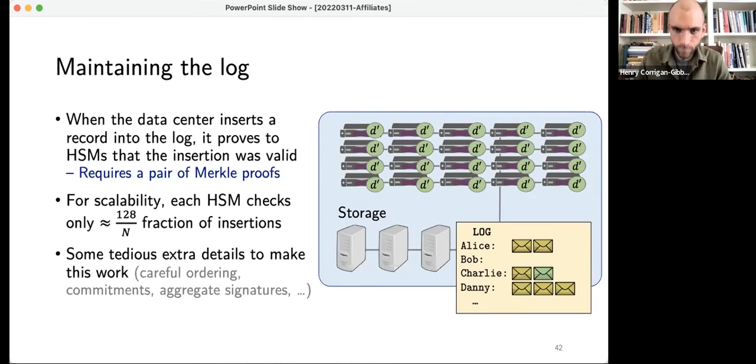The way we have the logs check these proofs requires each HSM to only check a fraction of the log updates, and that allows us to scale. So even if the number of HSMs is very large, each HSM is only doing a little bit of the work of this log maintenance. This ends up being actually super tedious to get right. There's a lot of low-level details to make sure that both security and scalability are maintained here, but I'll point you to the paper if you're interested.